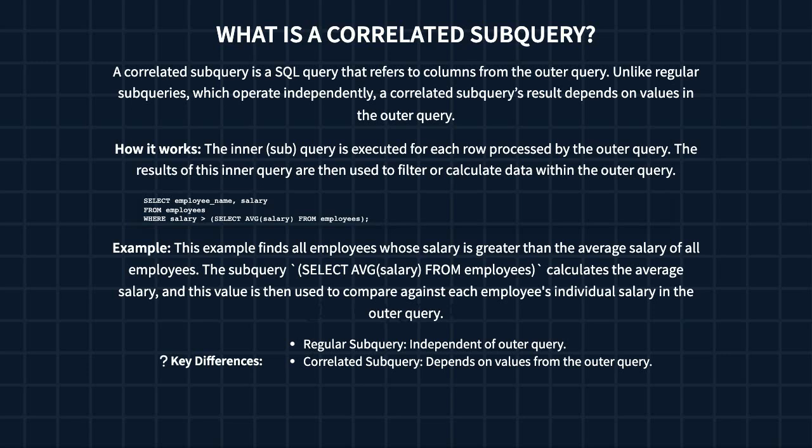For instance, we might use one to find employees who earn more than average, or to filter results based on what another part of our database holds. The key is that the inner query's result depends on what's happening in the outer query. Each row gets its own mini calculation. It's a bit like having a helper inside your main query that uses information from the same table to make decisions.